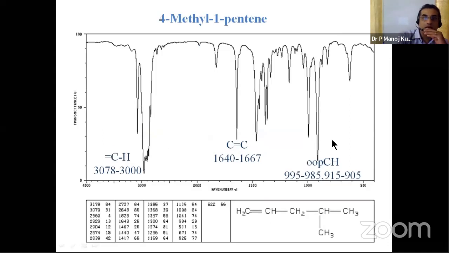Let us come to the next one. Again, it is a mono substituted alkene. Can we interpret all that we have learned now? C double bond C, alkene. Am I right? 1640 to 1667, you are getting it.